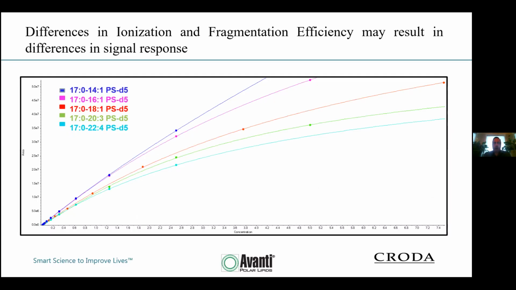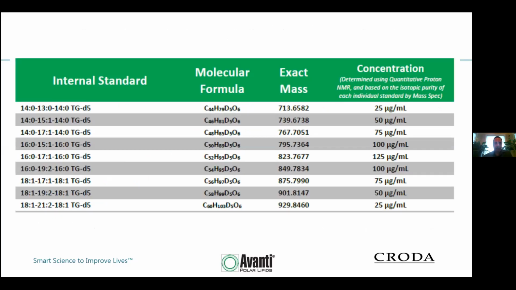And so, as again, I keep mentioning Gerhard, he stole a lot of my lightning with regard to the discussion of internal standards, but there are differences in ionization efficiency that result in differential signal response. And that's shown in this slide here, where one sees the different calibration curves depending on chain length and the number of double bonds that occur in a particular lipid species, in this case, phosphatidylserine.